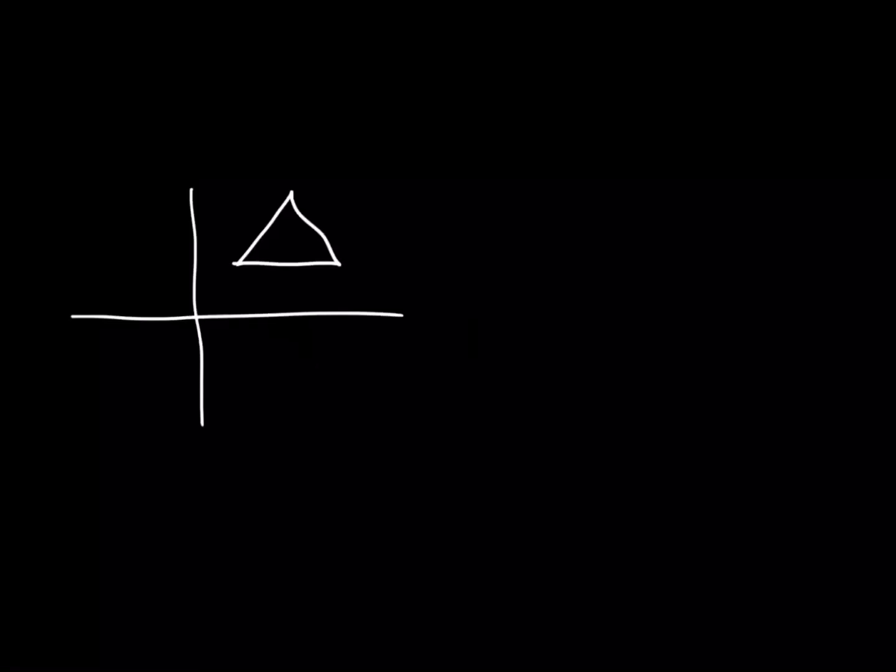We have a translation that's 5 units down. So this graph and all the points that it contains will go down 5 units.